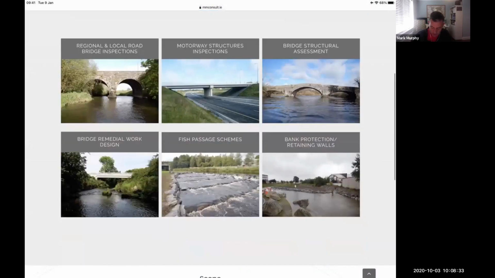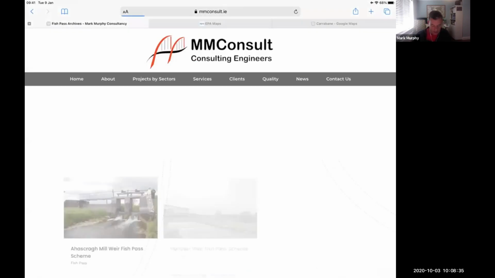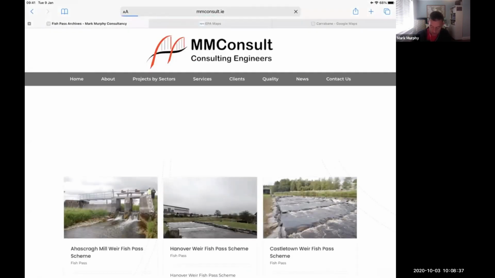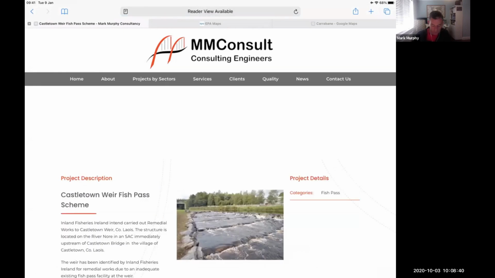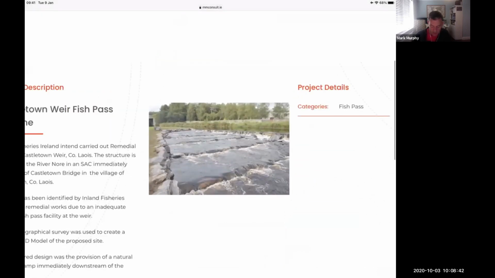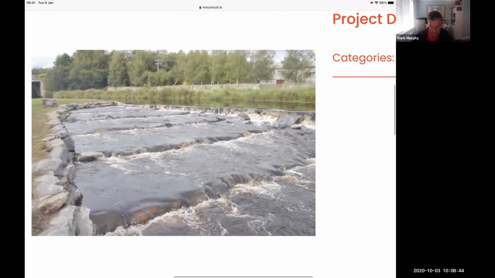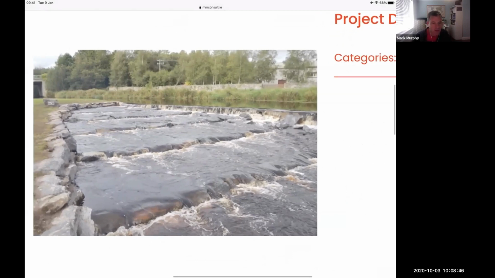This is an interesting story with this one. I'll show you. This is in Castletown in Mountrath, which is in County Laois. Now, there was a big problem here with the weir. You can see the weir. But the weir there is just going along, let's say, horizontal to where you can see the still water in front of that. That's the existing weir.